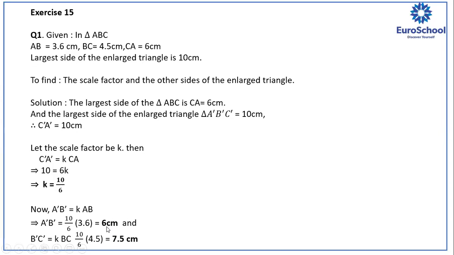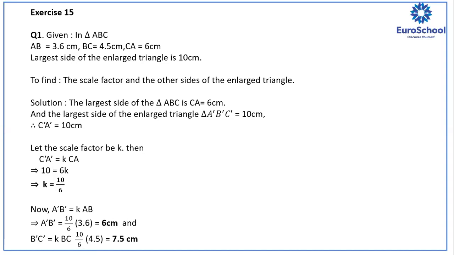Understood? Yes, ma'am. Now next is B dash C dash, which is equal to scale factor into BC, the original, so it is 10 upon 6 into 4.5, which is equal to 7.5 centimeter. Okay, now this, yes, ma'am, can we reduce the scale factor, that is 10 by 6, to 5 by 3? You can do that. Why have I not done it?